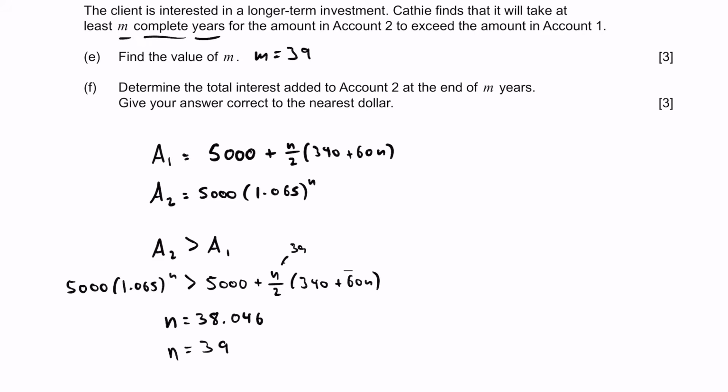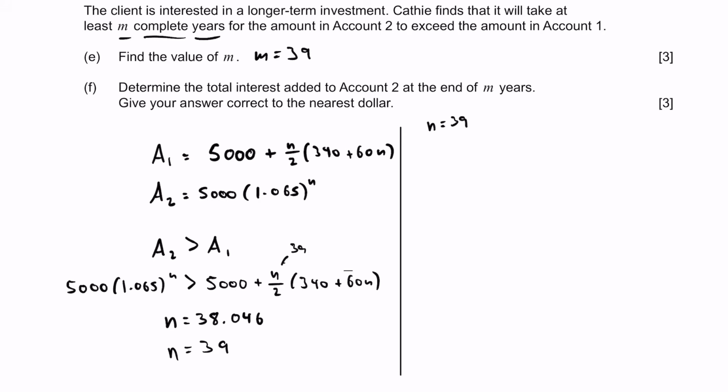Determine the total interest added to account 2 at the end of m years. Give your answer correct to the nearest dollar. Okay. So here's account 2. Here is our equation that tells us the amount we'll have at any given time. All we need to do is substitute some value in for n. So after 39 years, how much money do we have in account 2? I think that's going to be our strategy to solve this. So let's look at account 2 and let's see how much money they have in the account when n is equal to 39. So after 39 years.